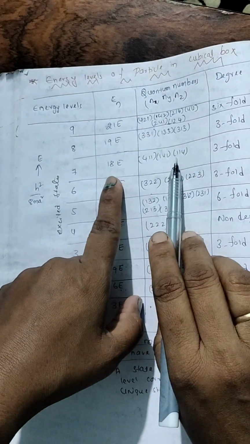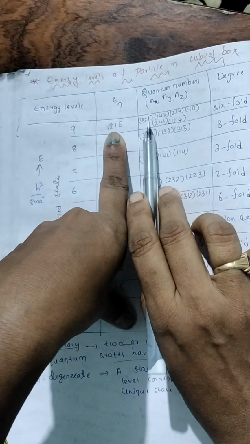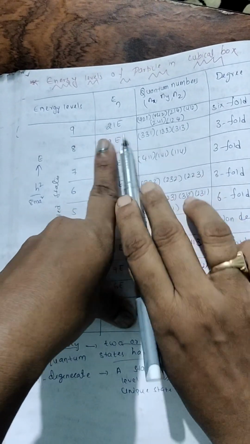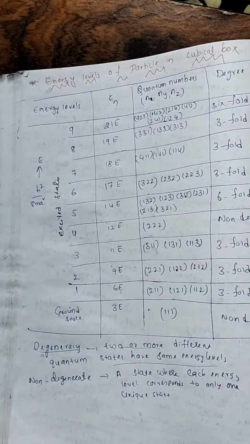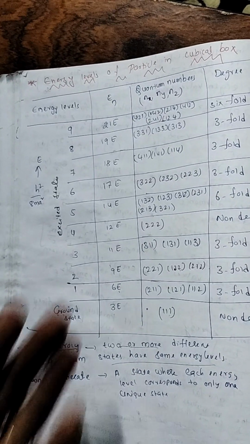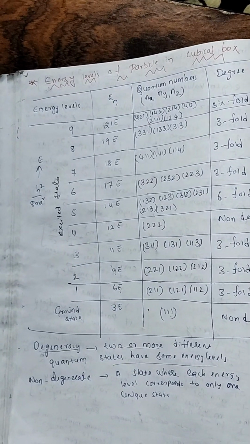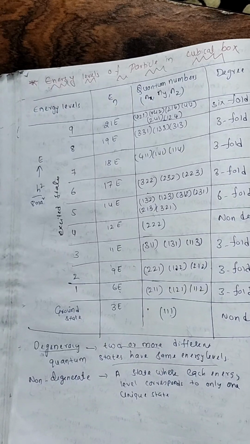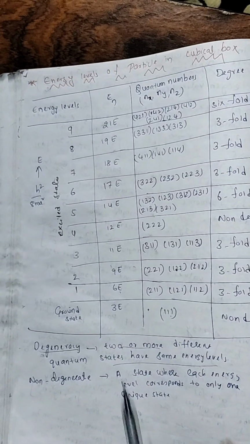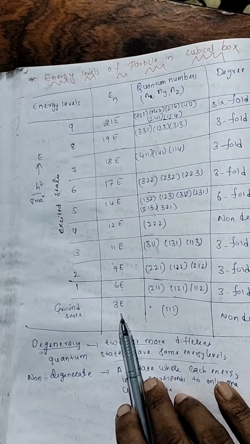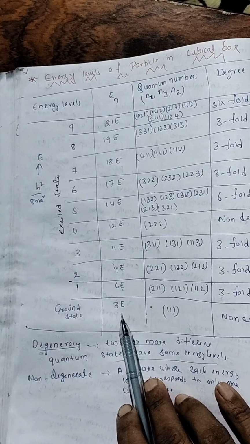17 is 3-fold, 18 is 3-fold, 19 is 3-fold, and 21: these 6 sets give 21E, so 6-fold degenerate. In such a way, we will write the energy levels of a particle in a cubical box. Clear? Now let us go for the next topic. So first, the ground state, 1, 1, 1 quantum numbers.